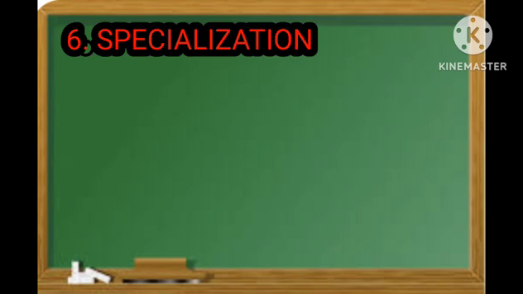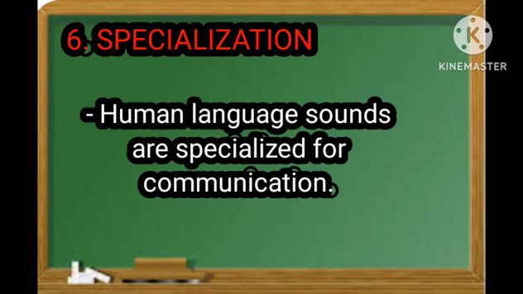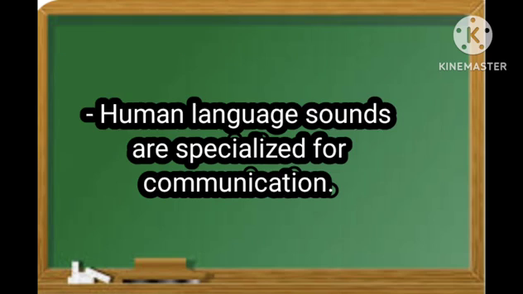Next is specialization. So, human language sounds are specialized for communication. Meaning that it serves a specific purpose and is distinct from other forms of communication. So, an example of specialization is the use of sign language by the deaf community. Sign languages have their own grammatical rules, vocabulary, and syntax, making them specialized and distinct from spoken language.